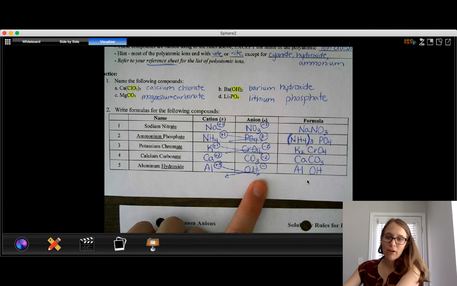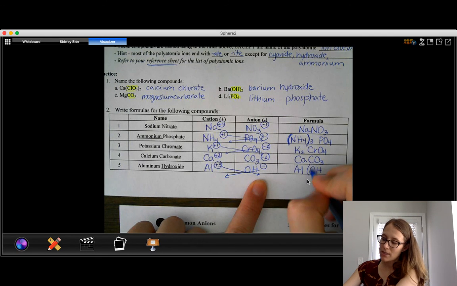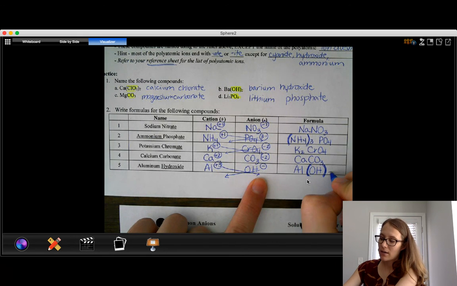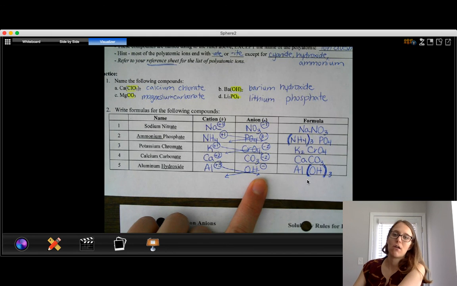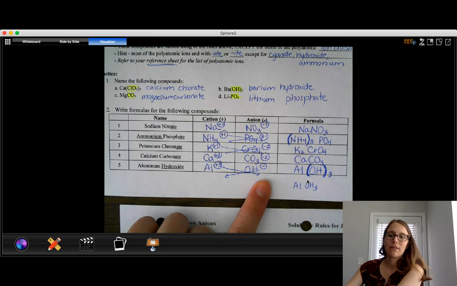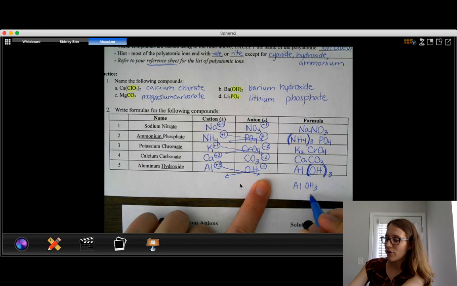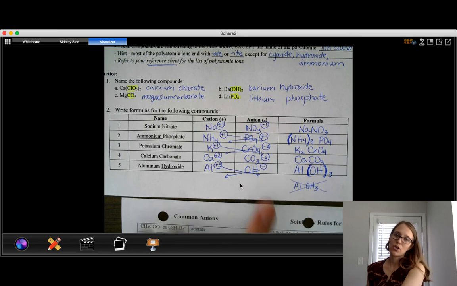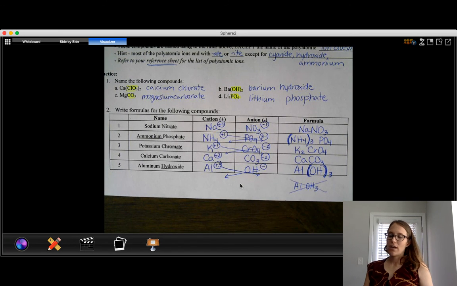Remember, before I crisscross for a polyatomic, the polyatomic has to go in parentheses, and then I can write the 3, because I need 3 of that entire chunk. If I just write AlOH3 and I don't put parentheses, that would mean that I only have 3 hydrogens, but the oxygen didn't get tripled. It was just 1 oxygen, and that's not right. Okay, so we want to make sure that we have those parentheses to show that it's the whole hydroxide ion that got tripled, not just the hydrogen.